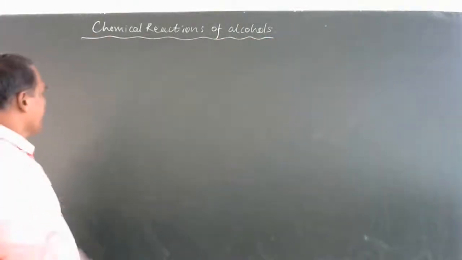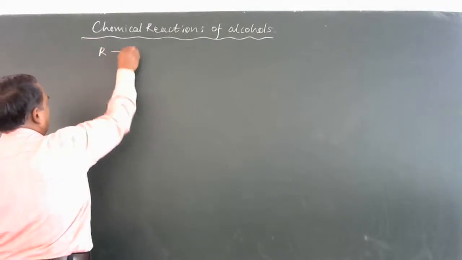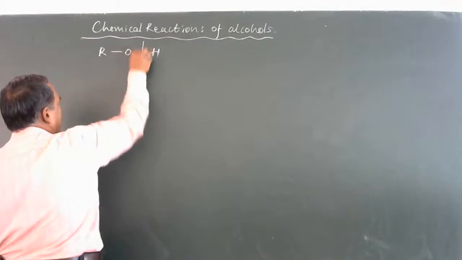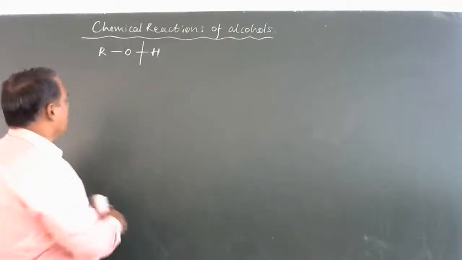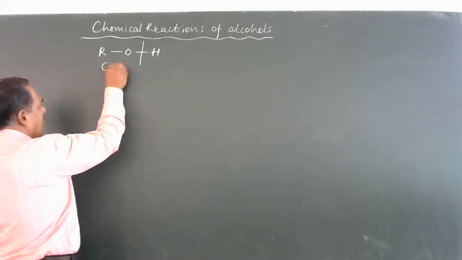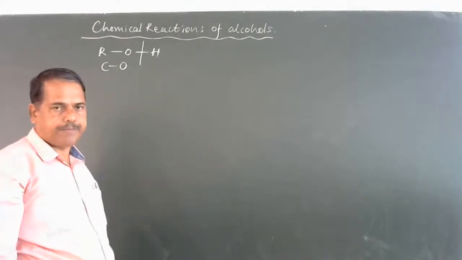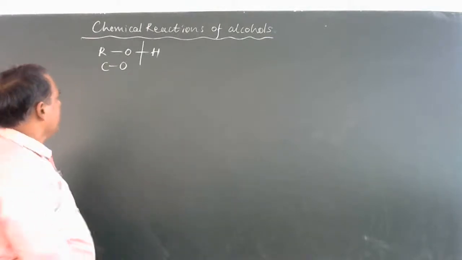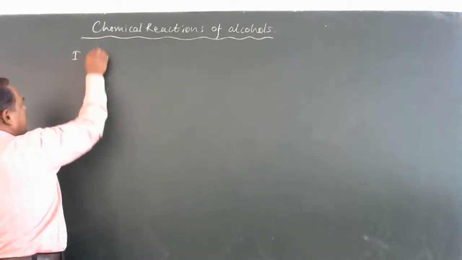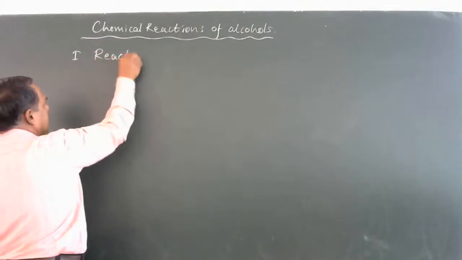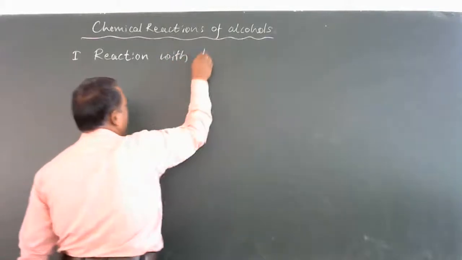So students, we discussed the cleavage of the R-O-H bond. We studied some of the reactions where the O-H bond breaks. Today we shall discuss some of the reactions where the carbon to oxygen bond breaks in alcohols. Are you clear? See, the first reaction is the reaction with hydrogen halide, HX.